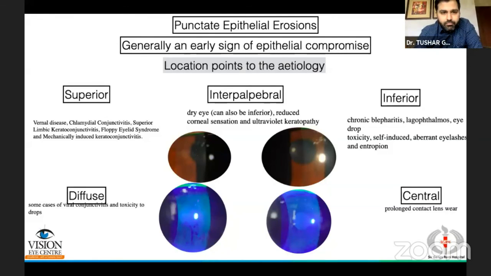When you have punctate epithelial erosions, like I said, do look for the location. That really points to the etiology. If you have superior erosions, it points towards things like superior limbic keratoconjunctivitis, or a vernal keratoconjunctivitis with papillary reaction. If you have interpalpebral erosions, it's because of dry eye. Diffuse erosions are quite often because of viral conjunctivitis. So you need to look at where your erosions are and then look for the etiology.